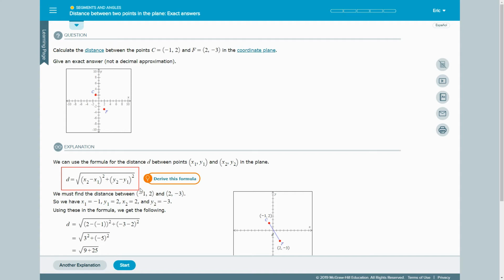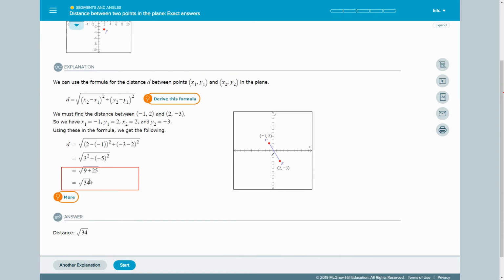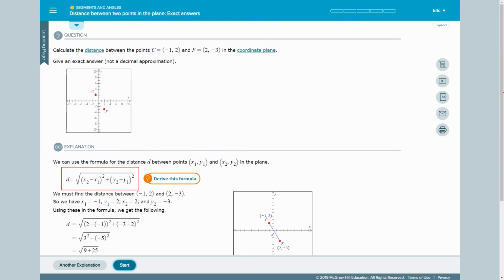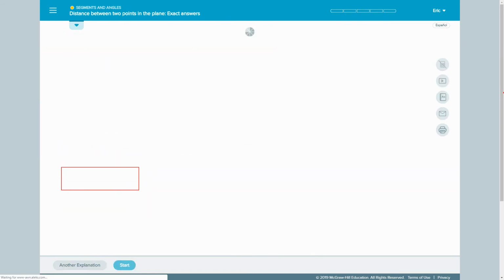So in this example, my X2, I can call it 2. My X1 is negative 1, so 2 minus negative 1 is positive 3. And the same thing, negative 3 minus 2 is negative 5. 3 squared is 9, negative 5 squared is 25, and 9 plus 25 would actually give us 34. And that's it. You're keeping it as a square root. So I'm going to just do one quick example of this, but it's just a plug and play problem.